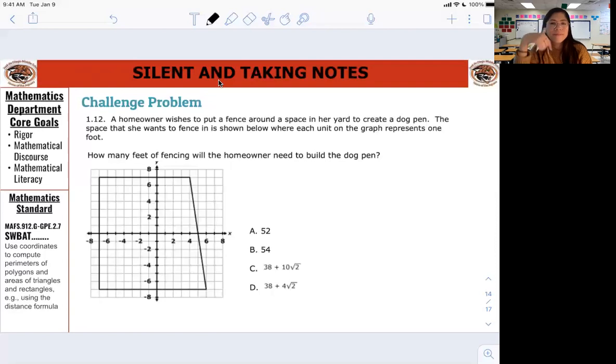A homeowner wishes to put a fence around the space in her yard to create a dog pen. The space that she wants to fence is shown below, where each unit on the graph represents 1 foot. How many feet of fencing will the homeowner need to build the dog pen? Okay. So she's using fencing to build this dog pen. Am I looking for area or perimeter? If we're calculating the amount of fencing that she needs, is that asking me for the area or for the perimeter?